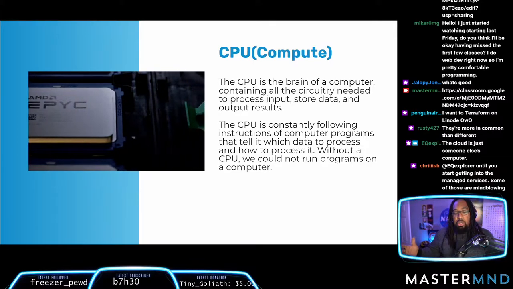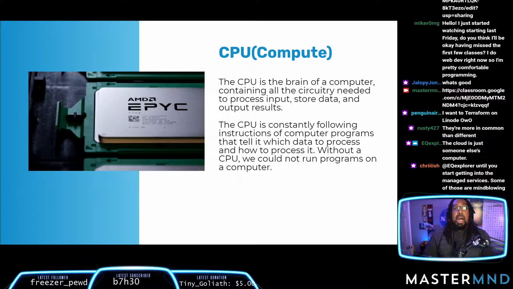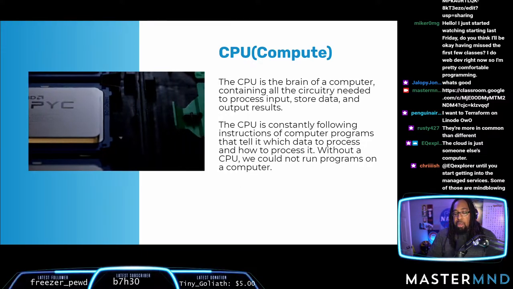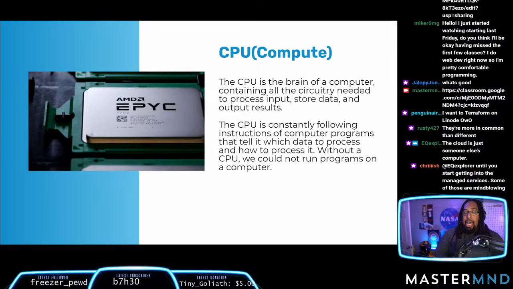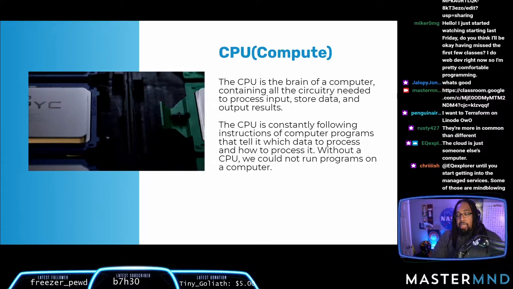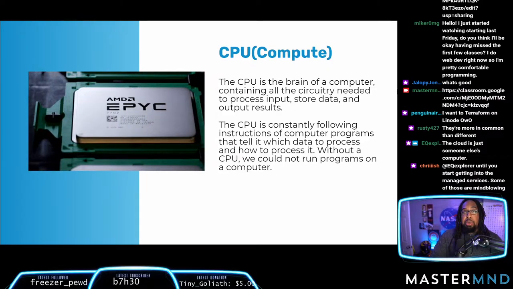It contains all the circuitry needed to process inputs, store data, and output results. This is the processor. This is the thing that does all of the logic on the computer. It's the one that's helping you make decisions that you're running everything through. It's constantly following instructions of computer programs that tell it what data to process and how to process it. Without the CPU, we could not run programs on a computer.